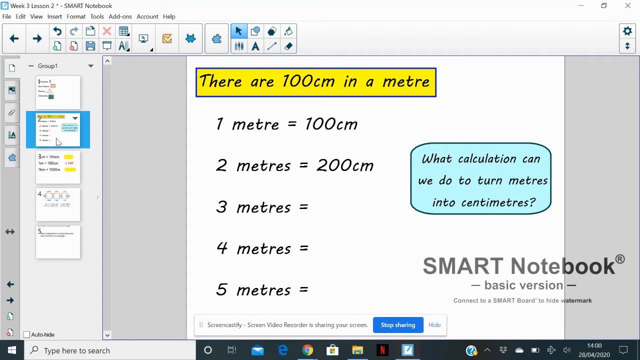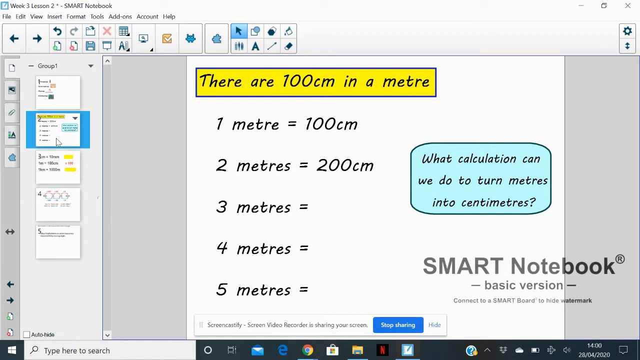Excellent. So I want you to just have a think and pause your video and think about what calculation could we do to turn metres into centimetres. How can I turn that 1 metre into 100 centimetres? Or the 2 metres to get to 200 centimetres? What is the mathematical calculation that I am doing? So if you said we are timesing by 100, then you are absolutely right. So to turn metres into centimetres, we need to times by 100.